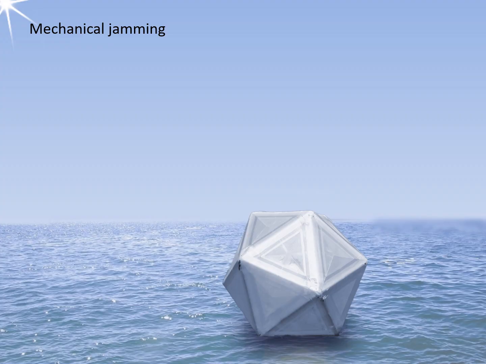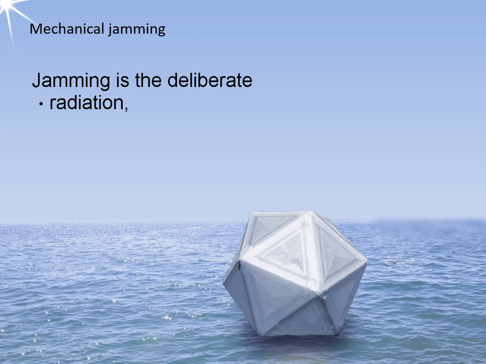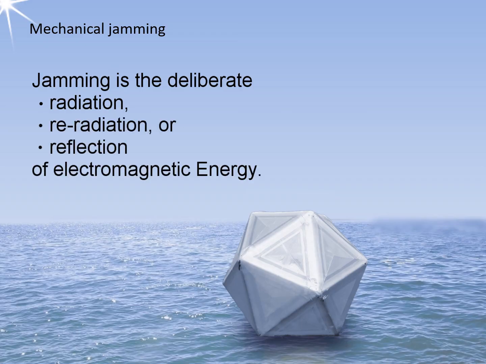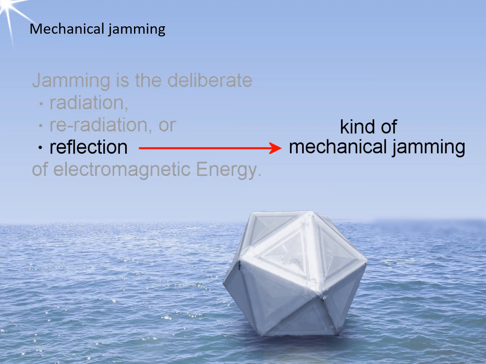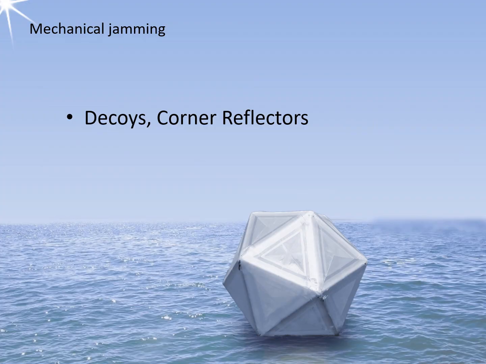Let's remember the definition shown at the beginning of the video. Jamming is the deliberate radiation, re-radiation, or reflection of electromagnetic energy to impair the use of the enemy's equipment. Mechanical jamming refers to additional reflections. Dummies are fake military equipment and often just optical imitations to deceive the enemy. Mechanical jamming is when these dummies are reduced to reflection properties like the originals that are to be imaged. These dummies are then called decoys. Here in the picture is an inflatable decoy that simulates a larger ship.